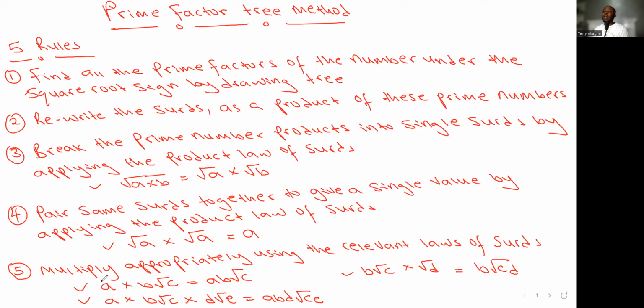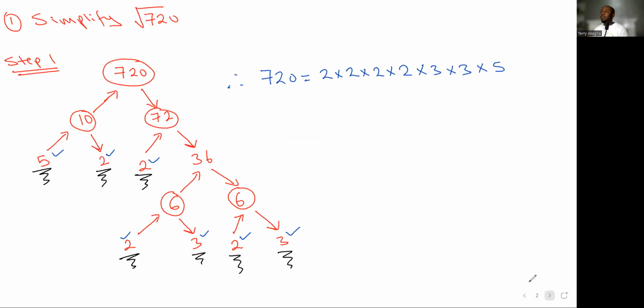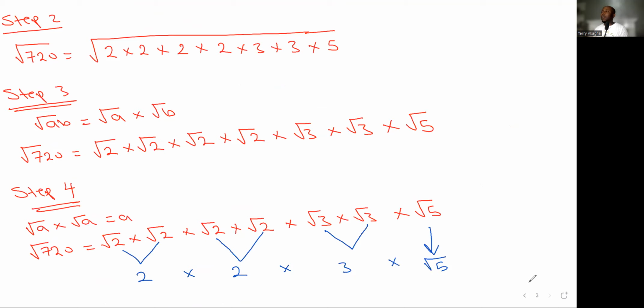Then step 5 says we need to multiply appropriately using the relevant laws of surds. So talking about the laws of surds, the product law and the multiplication law, please go back to the previous video and have a look at it again. So we're going to have this. So step 5 now.